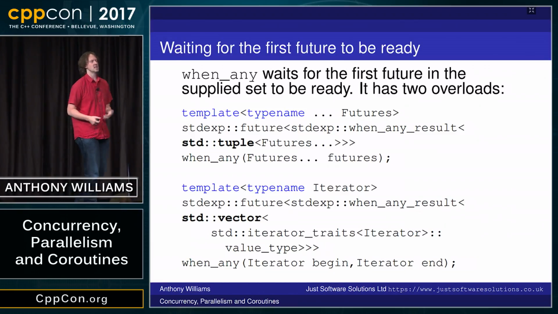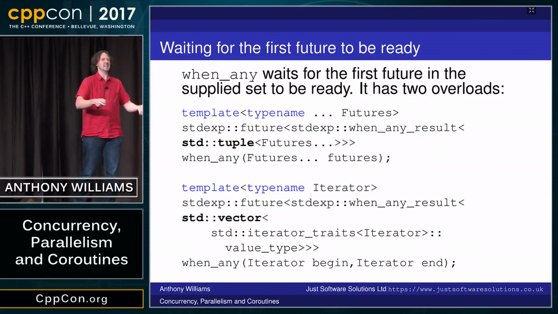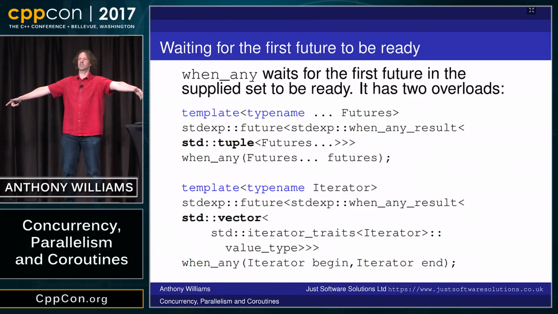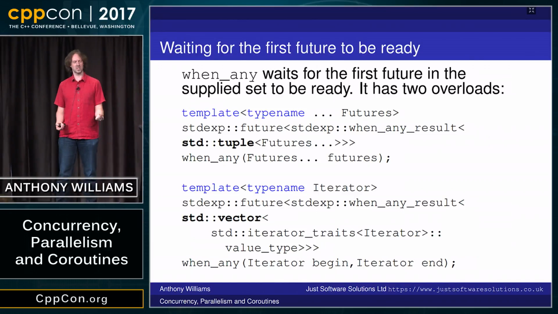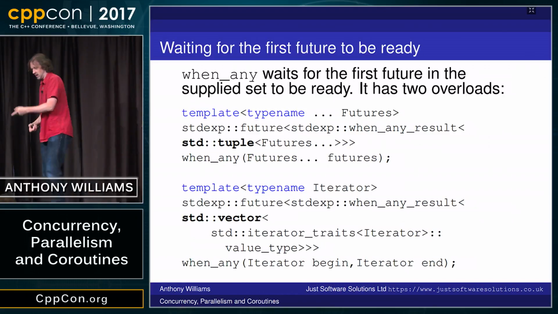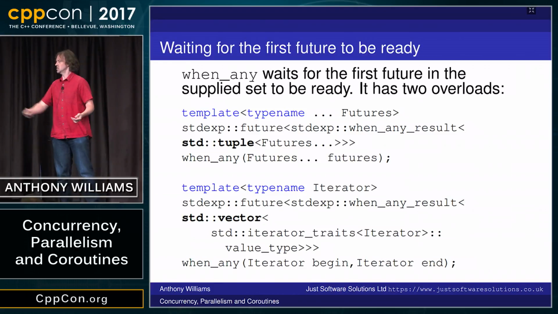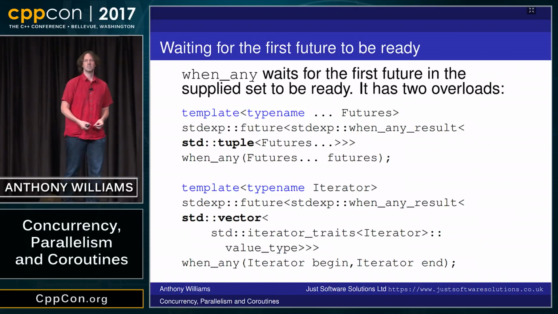And in either case, they're stored inside a structure of a when any result, which the key thing about that is that it tells you which one of these set of futures it was that woke you up. So you don't have to go through and say, are you ready? Are you ready? Are you ready? Oh, it was that one. If you've got a whole set of 100, then that's a bit messy. And so it just tells you, it was the 97th. OK, fine. I can take the 97th and use that.